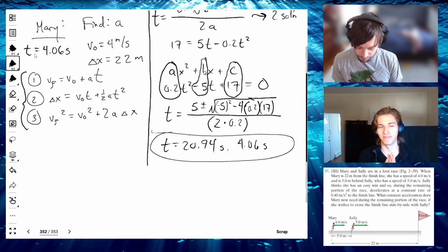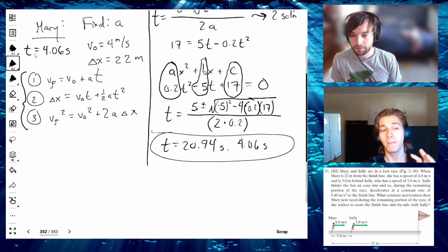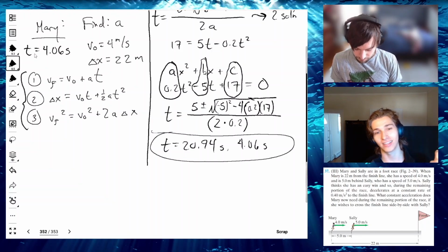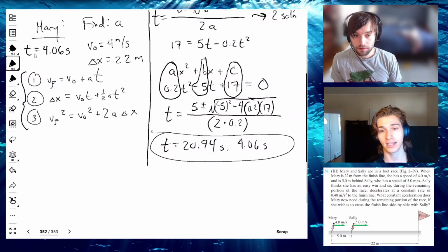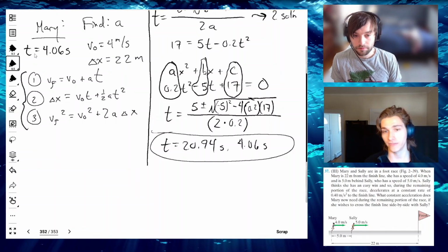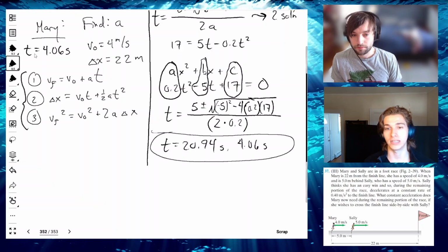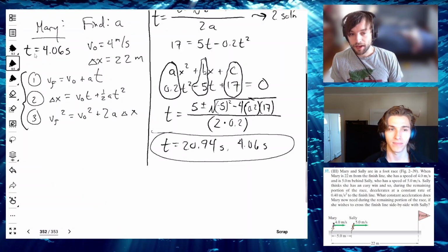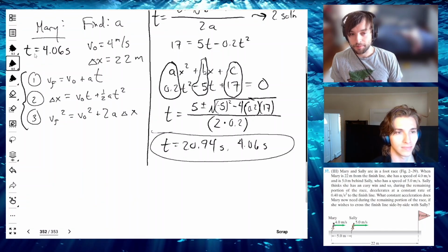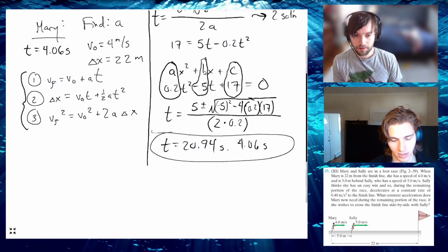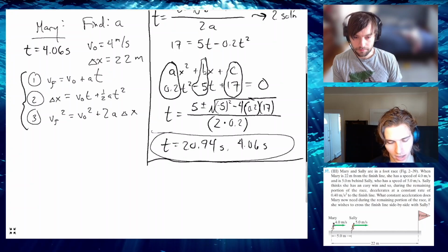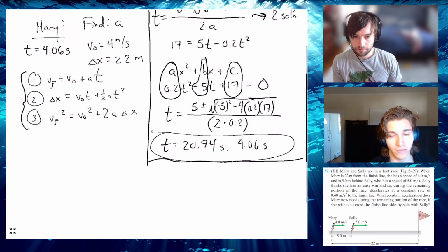Okay, this is some very upsetting news, I know. But now we have to actually solve for what the question is asking for. We have to solve for Mary's acceleration in order to cross the finish line in 4.06 seconds. But now we have Sally's time that we can plug into Mary's equation. Exactly. So I'm going to draw a line here, and let's start solving for Mary.